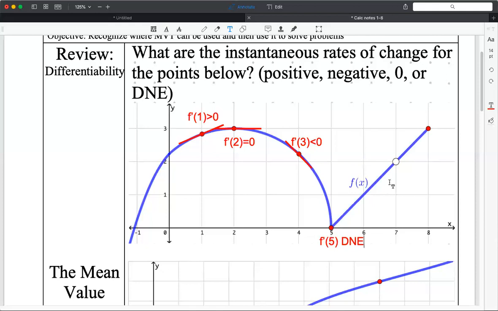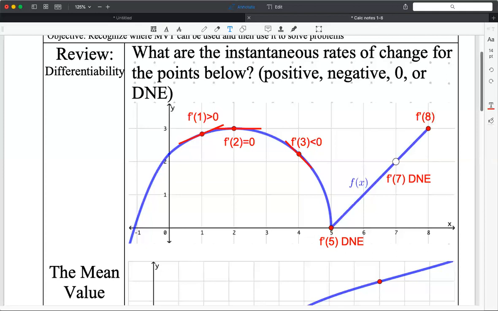Let's go ahead and talk about f prime of 7. Do your thumbs: is the instantaneous rate there positive, 0, negative, DNE? Again, DNE from Fiona, DNE from Andrea, and it is in fact DNE. It does not exist.